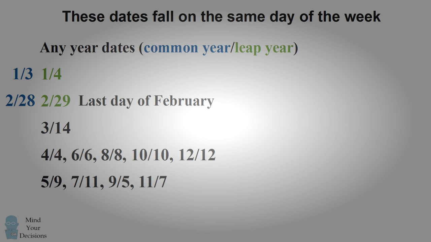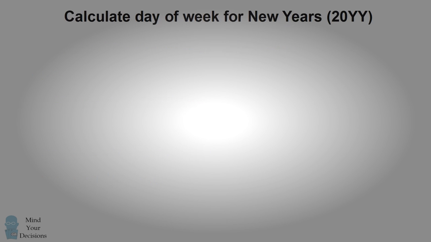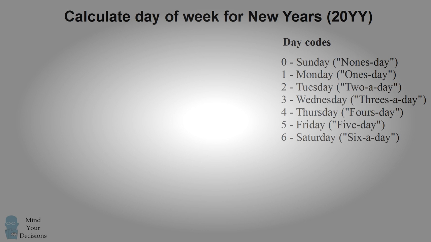Now in order to apply this method, you need to know what day January 3rd or January 4th falls on. So there's a formula for that. What I like to do is think about the day of the week that New Year's falls on, and then I make the adjustment for January 3rd or January 4th. To get this calculation started, we put the days of the week in numerical codes, starting with Sunday being 0 and Saturday being 6. You can remember these using mnemonics.